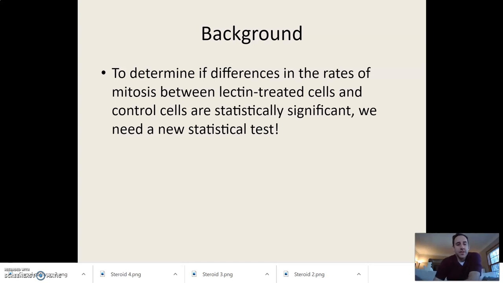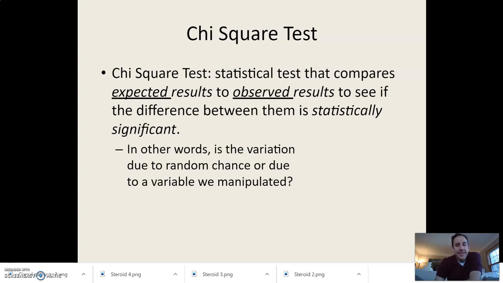So now the next question will be, how do we tell if there's actually a difference between the cells treated with lectin and the ones that aren't? And so to determine if the differences are statistically significant, we need a new statistical test. And that test is the chi-square test.